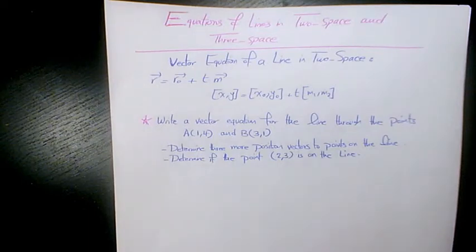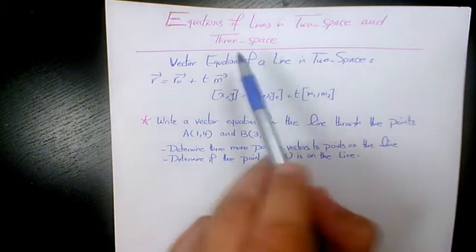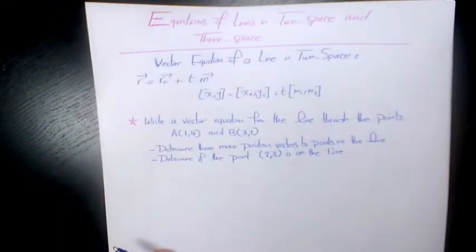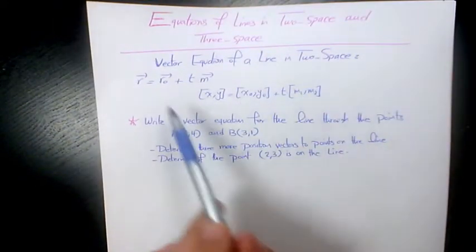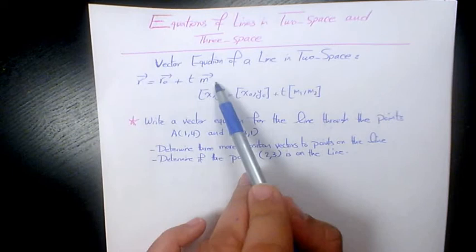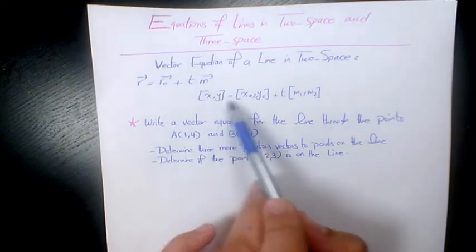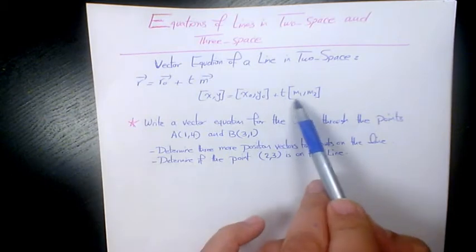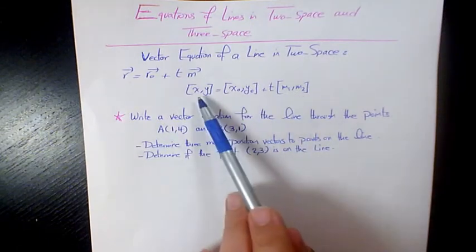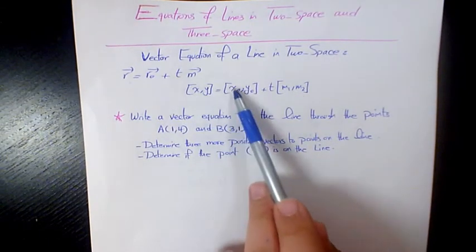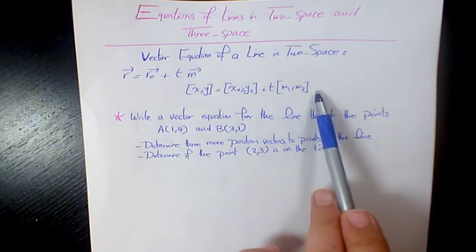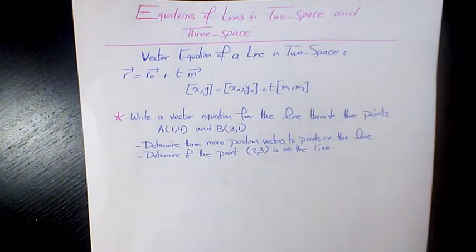Welcome to another video. In this video I want to show you what the equations of a line in 2-space and 3-space are. The vector equation of a line in 2-space can be written as r equals r naught plus t times m, which means (x, y) equals (x naught, y naught) plus t times (m1, m2). We call it a vector equation when we write it as (x, y) equals (x naught, y naught), which is the point, plus t times (m1, m2), and (m1, m2) is the slope.